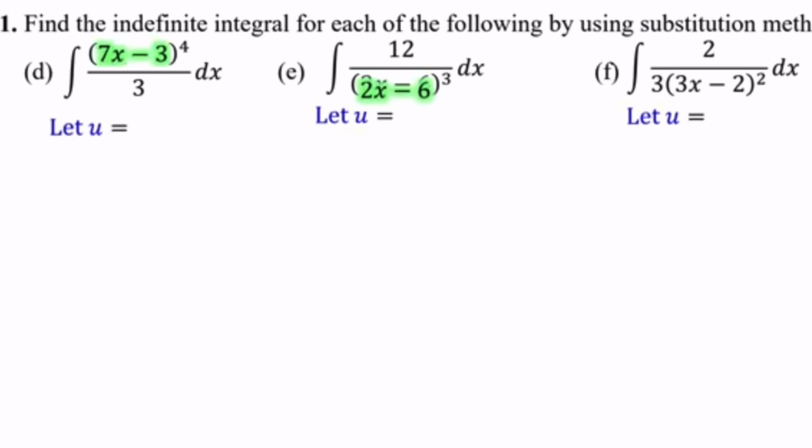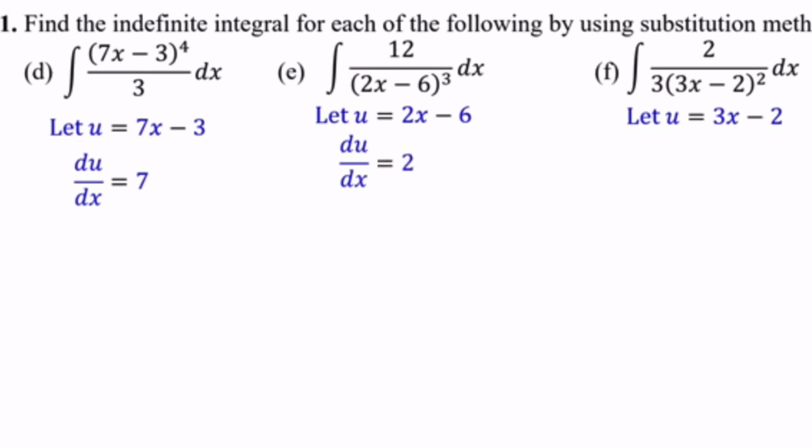So the u is highlighted in green color, 7x minus 3 for D. For E it is 2x minus 6. And for F it is 3x minus 2, right? So now we copy down the u. u is equal to 7x minus 3, 2x minus 6, and 3x minus 2. Now we are going to differentiate u with respect to x. So du dx is 7, du dx is 2, du dx is 3 for F, okay?